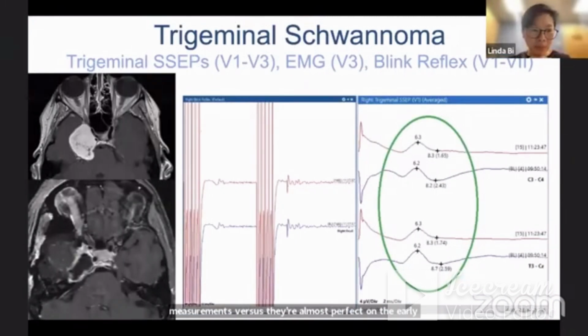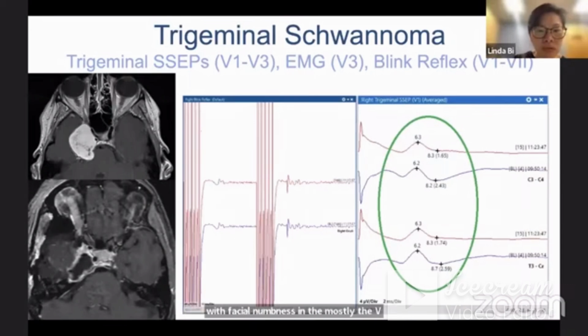Another common example that we might encounter in terms of cavernous sinus tumor surgery would be trigeminal schwannomas. And trigeminal schwannomas, especially large ones for us, we've had increasing appreciation for not just using trigeminal SSEPs, V1, V2, V3, or EMG for V3, but also incorporating some of these brainstem reflexes. You can see in this particular patient who presented with facial numbness in mostly the V2 and V3 distribution.